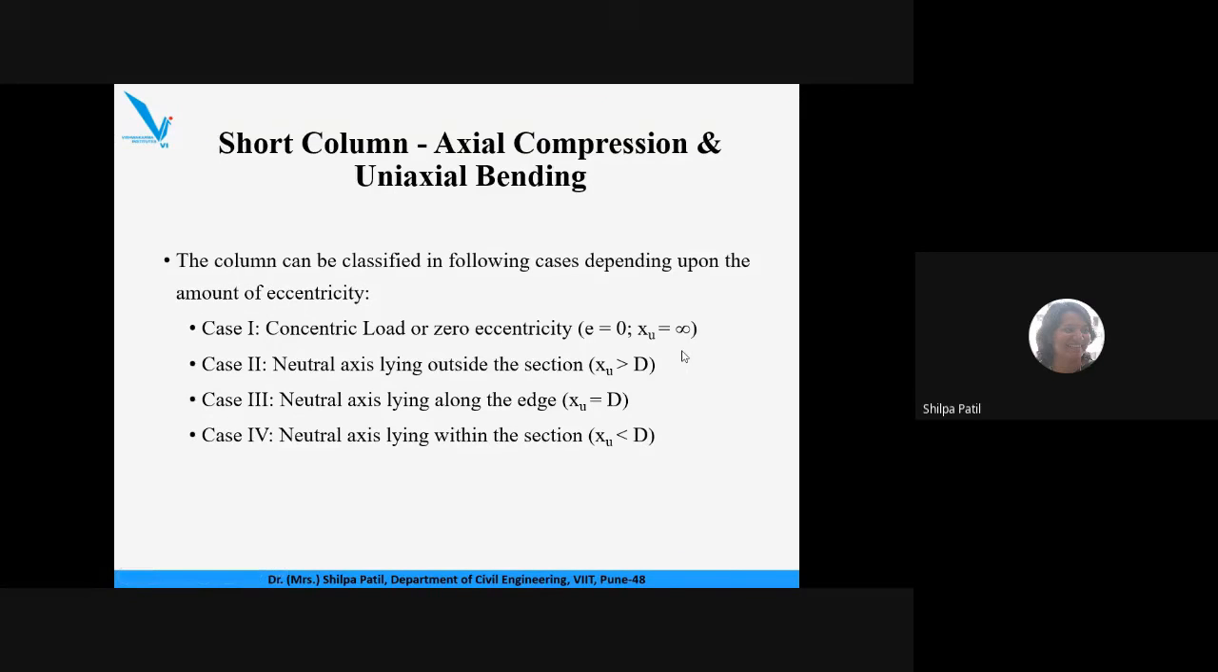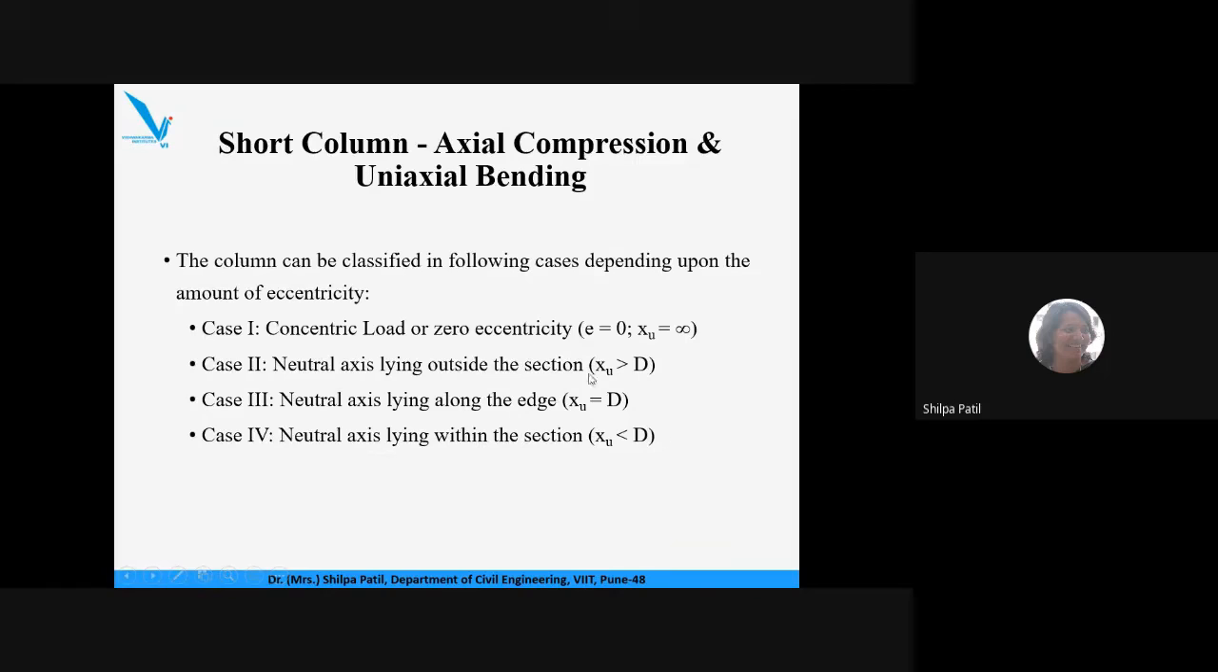XU rather we cannot calculate in this case and hence it is taken as infinity. Second case is the one in which the neutral axis is lying outside the section. We can calculate the depth of XU, but it is outside the section. That is, XU is greater than the depth of the column D. Third case is that neutral axis lying along the edge. That is, XU is exactly equal to D. And fourth case is neutral axis lying within the section. That is, XU is less than D.